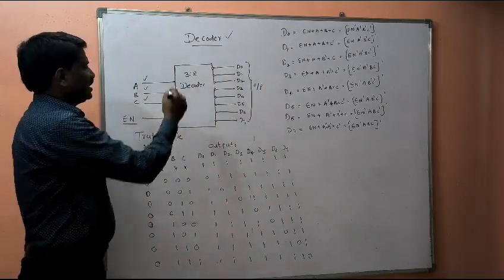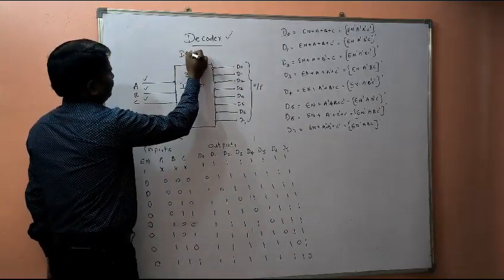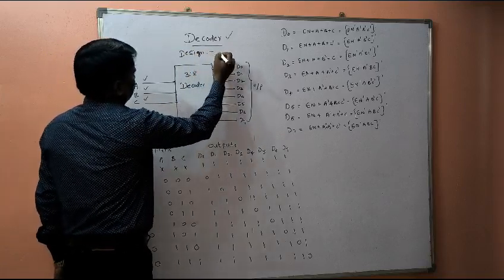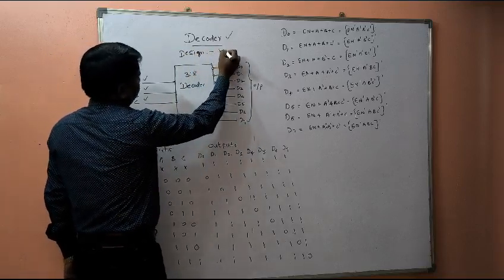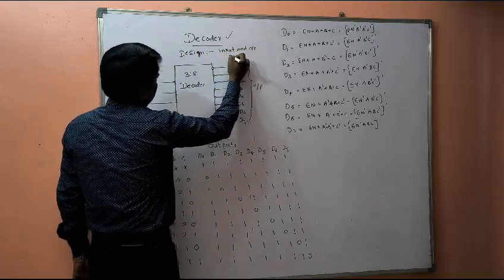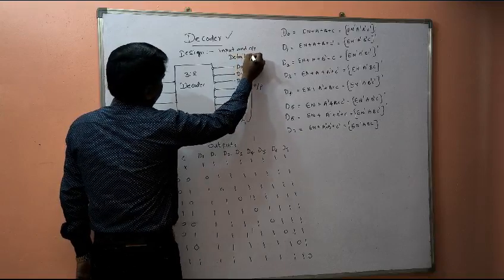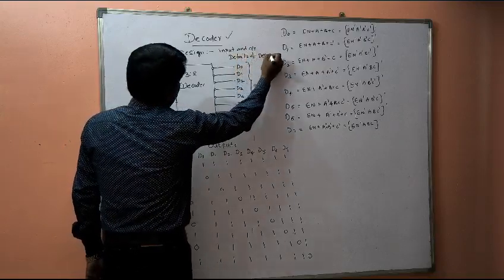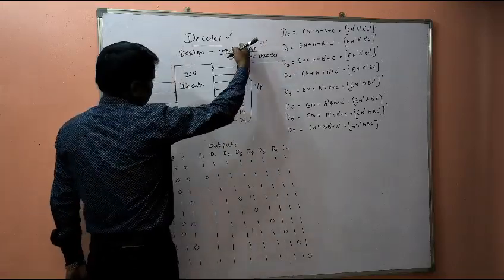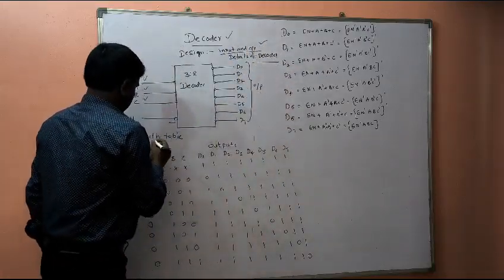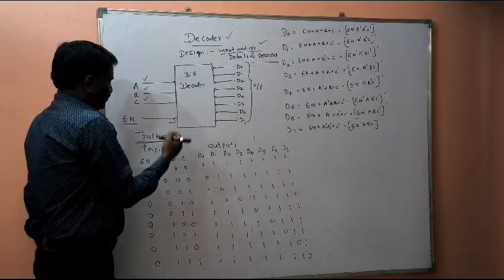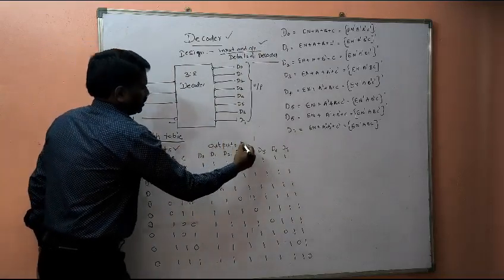So what exactly does the design require? Design of a decoder requires the input and output details of the decoder. And the input-output details of the decoder are nothing but the truth table. So we will look at the truth table. In the truth table, we will have a set of inputs and the outputs.